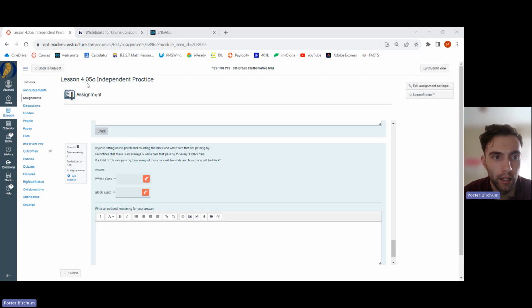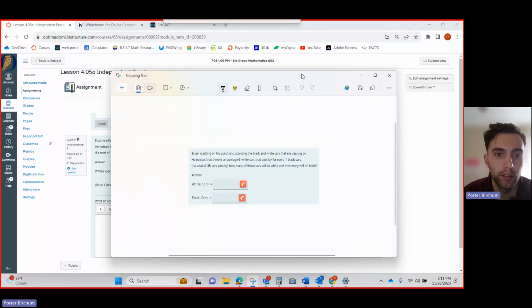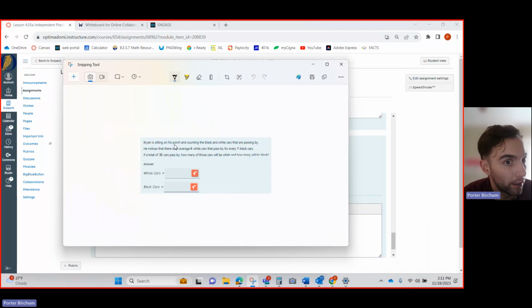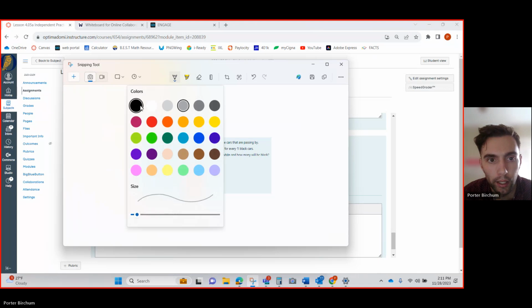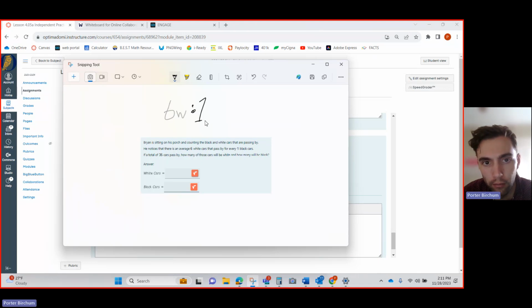Let's take a snip. I am realizing now that you can't see what I have been drawing. I hope that's not too much of an inconvenience. Now you can see what I have been drawing. Brian is sitting on his porch, so he has 6 white cars. I'm going to use the color gray for that. 6 white cars and 1 black car. So how many cars total is that? Yeah, 7 total cars.